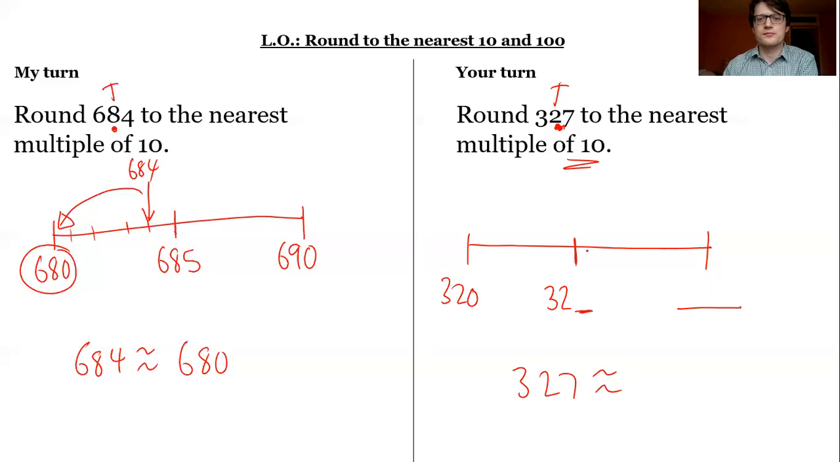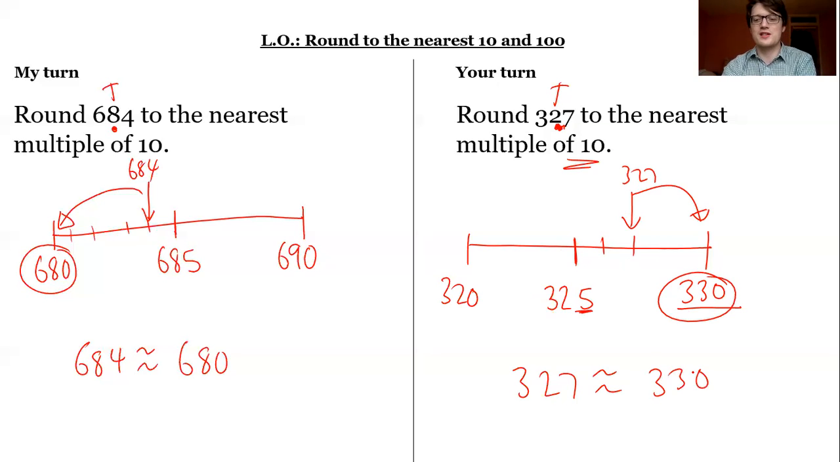Okay, here we go. So hopefully you filled in that the next multiple of 10 would be 330, halfway is 325, and 327 is going to be about here, 326, 327. So we can see it's closer to 330. So to the nearest 10, 327 rounds up to 330.